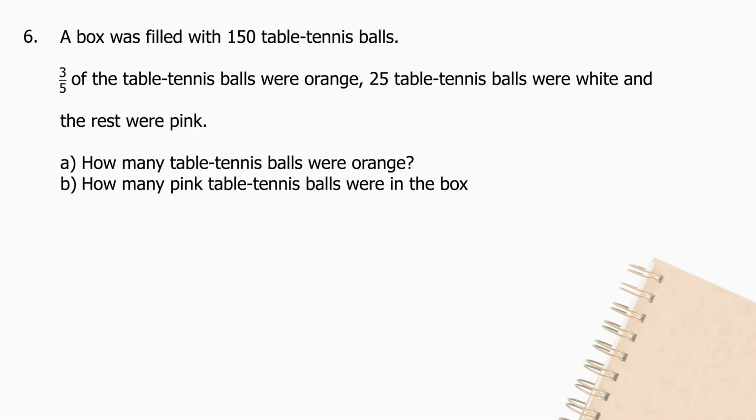Question 6. A box was filled with 150 table tennis balls. 3/5 of the table tennis balls were orange, 25 table tennis balls were white, and the rest were pink. A. How many table tennis balls were orange? B. How many pink table tennis balls were in the box?